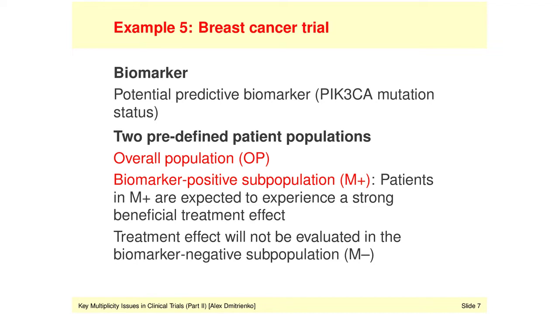This claim is typically referred to as the restricted claim, and alternatively, treatment benefit may be established in the overall trial population, which is known as the broad claim. It needs to be emphasized that the treatment effect will not be evaluated in the biomarker negative subpopulation, or M minus, as part of the primary analysis. This assessment will most likely be performed, but only as a supportive analysis or even as a purely descriptive analysis. It will have no impact on the product label.